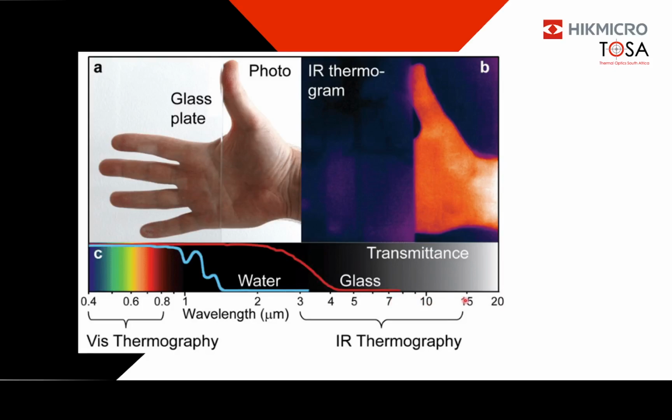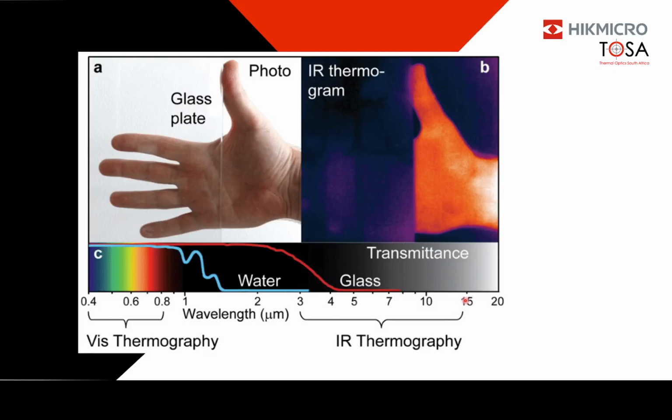Now on the left hand side there you see a glass plate, and you can see visible light that's reflected from the person's hand. And on the right hand side you look at an infrared thermogram, and you can see that his hand actually disappears behind the glass, simply because infrared, the longer wavelengths, do not transmit through ordinary glass.